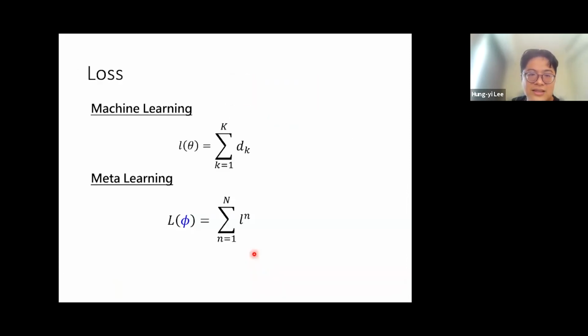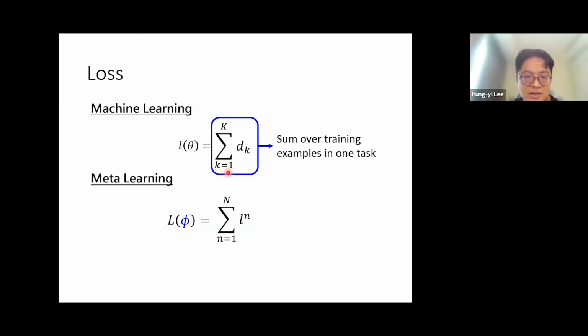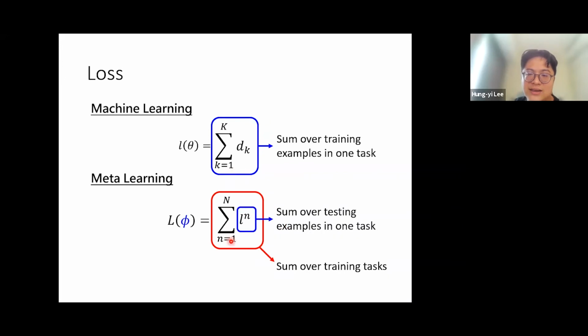Then let's talk about the loss function. In the loss function of machine learning, you sum over the cross entropy of all the examples. In meta learning, you sum over all the training tasks. And in each training task, you have to compute the average cross entropy of the testing examples. So here, the small l is actually the small l here. You have your loss for each task, and you sum over the loss of a wide range of different training tasks, and you obtain the capital L. And capital L is something you truly want to minimize.